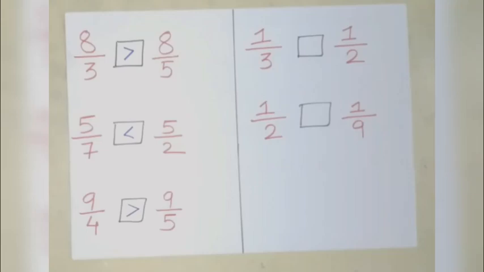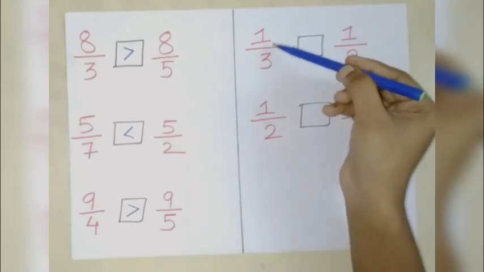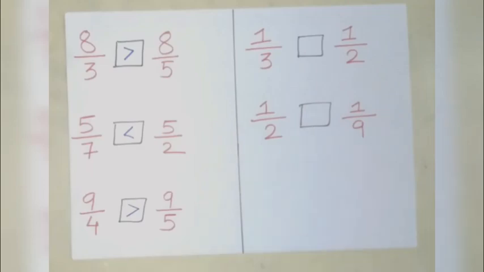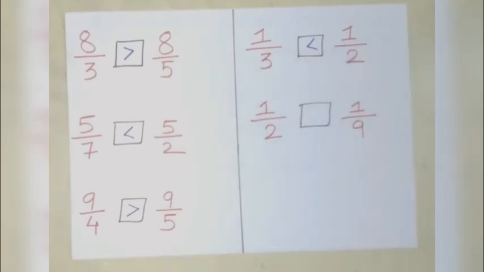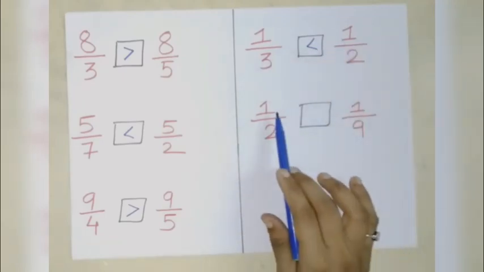We will see the fourth example. 1 upon 3 and 1 upon 2. Children, now you tell me which is the greater fraction and which is the smaller fraction. Yes, this is the greater fraction. यहाँ पे बस क्या होता है, उल्टा होता है.